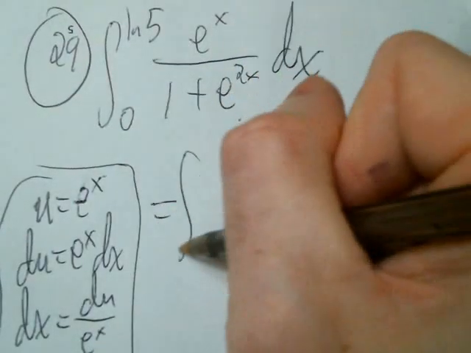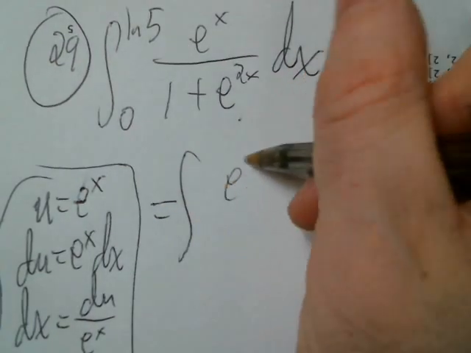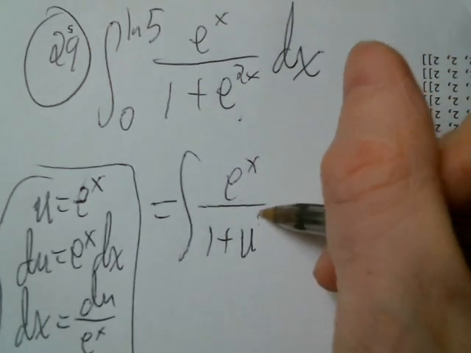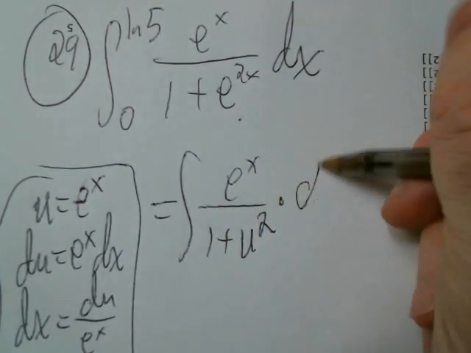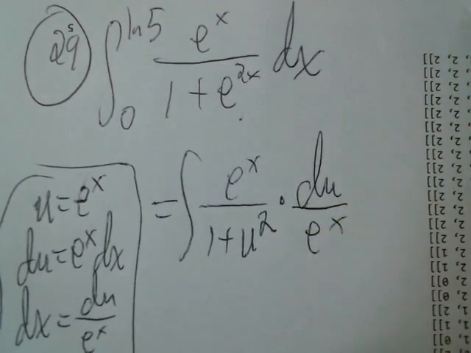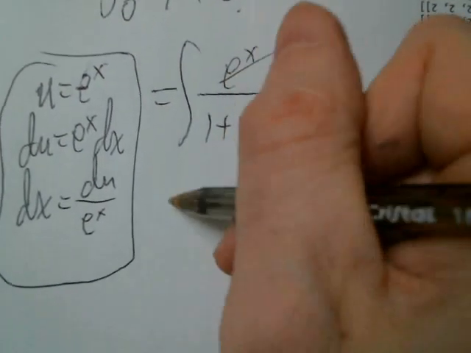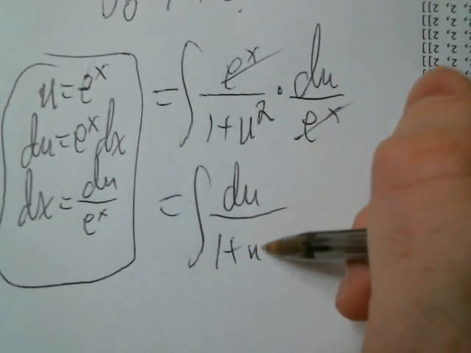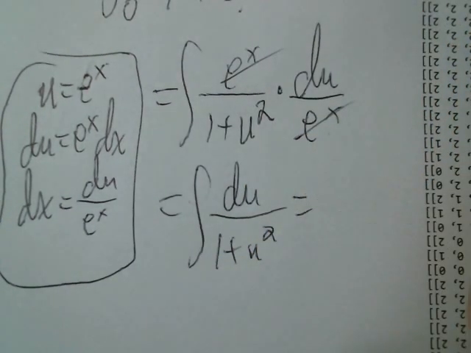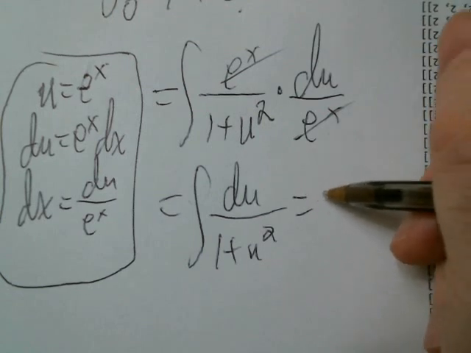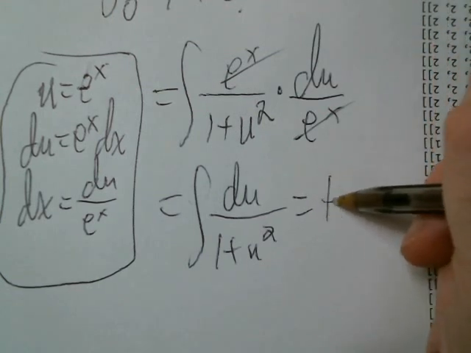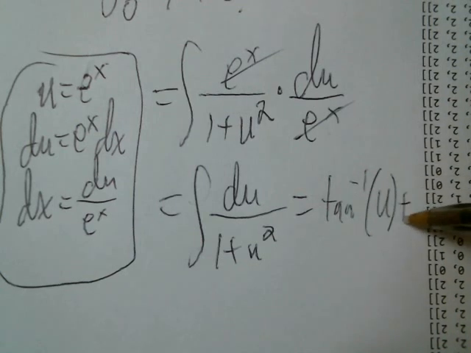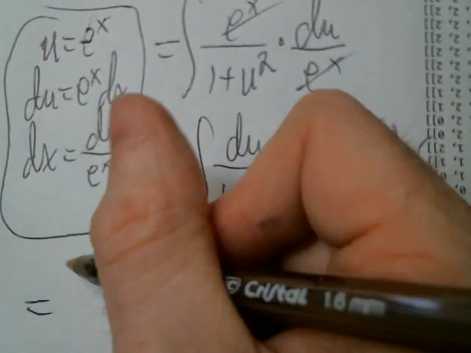You'll see it's an inverse tan integral, right? So you have e to the x all over 1 plus (e to the x) squared times dx, which is now du over e to the x. And then the e to the x's cancel, and you just have a nice inverse tan formula. So 1 over a is 1, so I just get tan inverse of u over a, so just u plus c, and then back substitute.